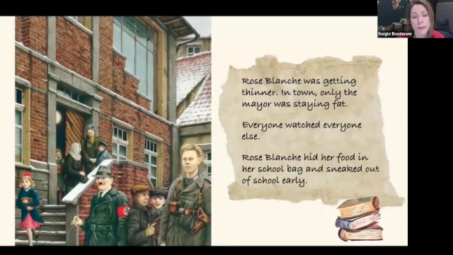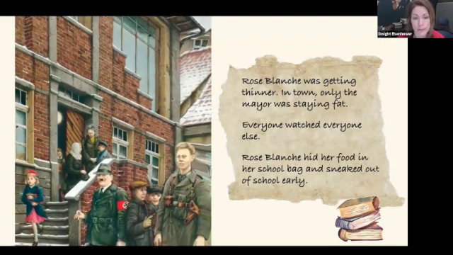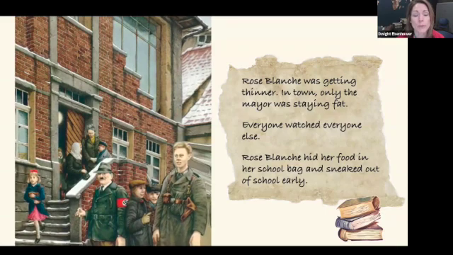Rose Blanche was getting thinner. In town, only the mayor was staying fat. Everyone watched everyone else. Rose Blanche hid her food in her school bag and sneaked out of school early.